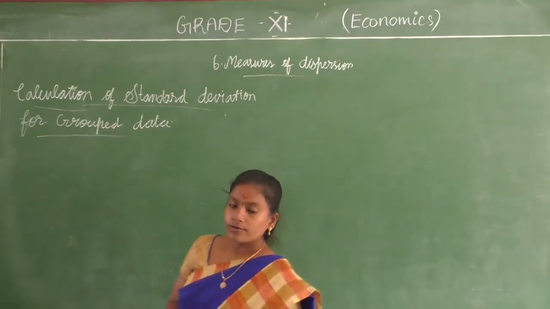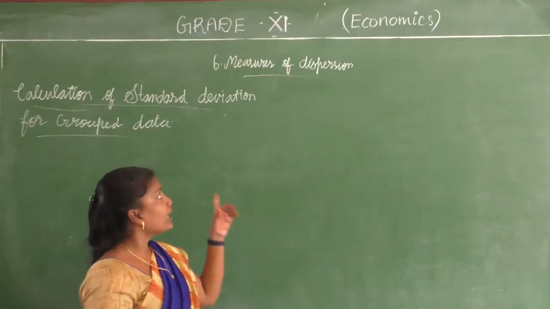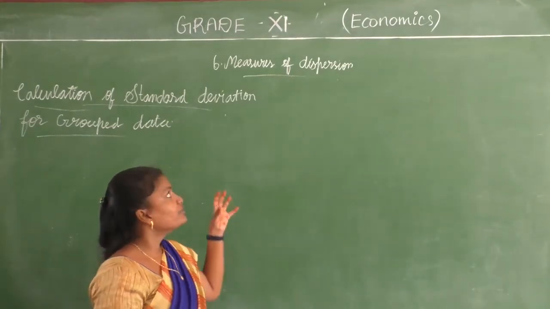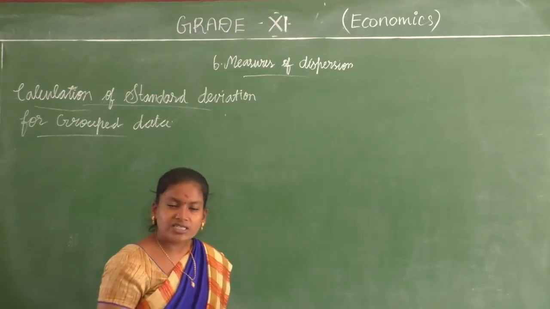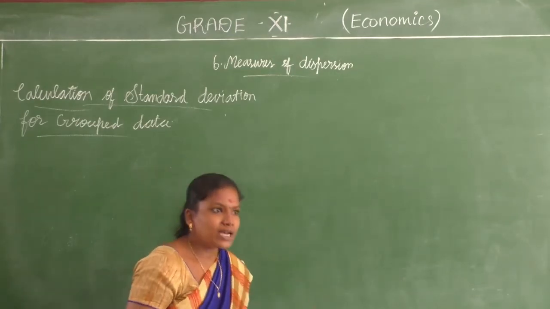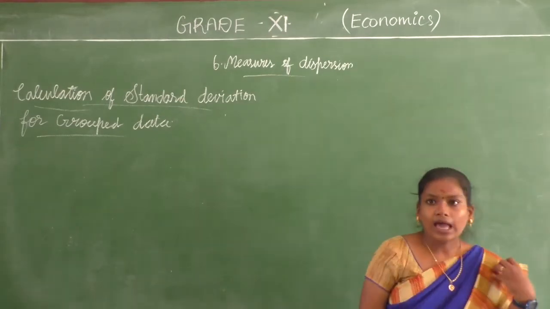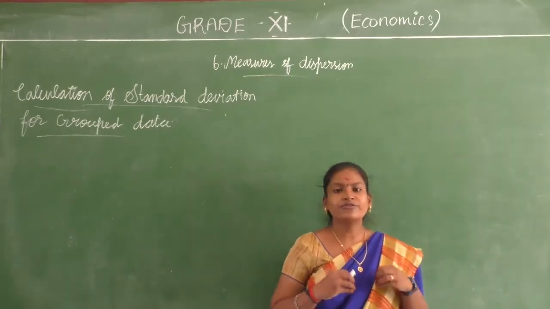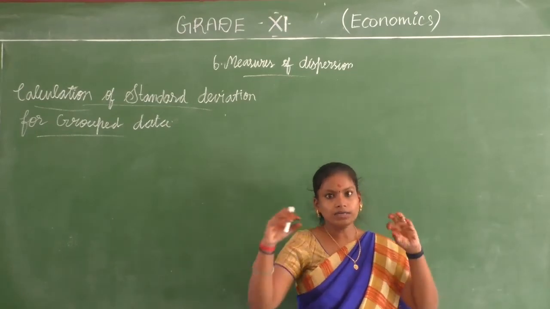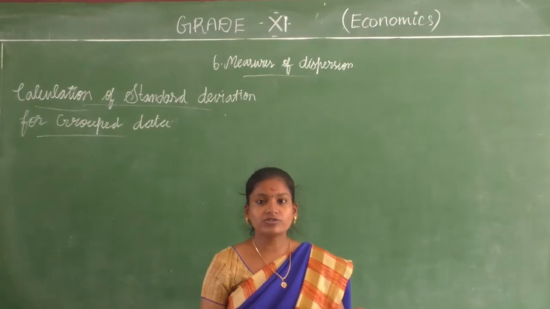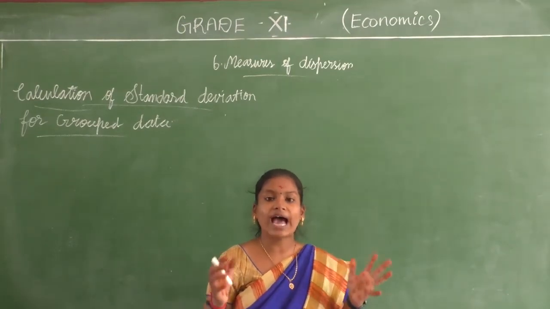First of all, which chapter are we discussing? We are in chapter 6, discussing the measures of dispersion. What are these measures actually? They help you to know the difference between the average and the original values. Measures of central tendency let you know the average.